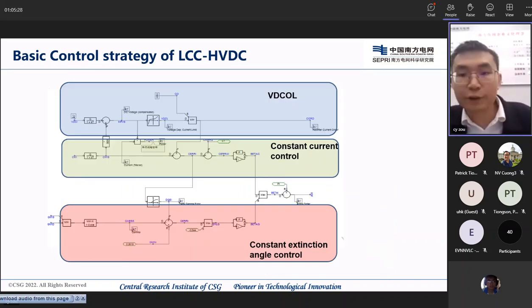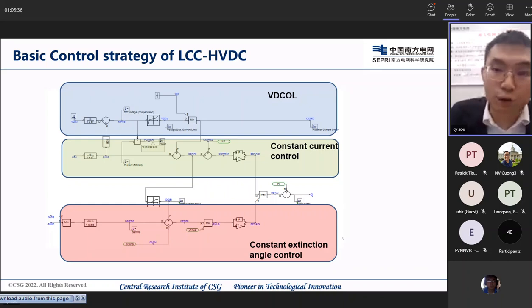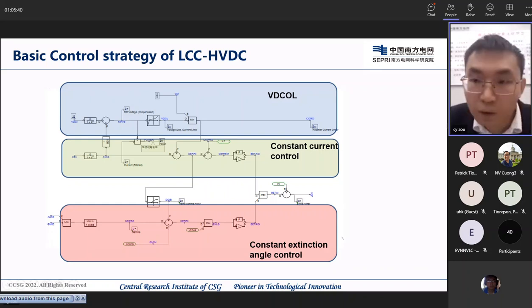The controller of the inverter side consists of 3 parts. The first part is the VDCOL control in the blue rectangle. The second one is the constant current control. And the last one is the constant extinction angle control. I will introduce them one by one.